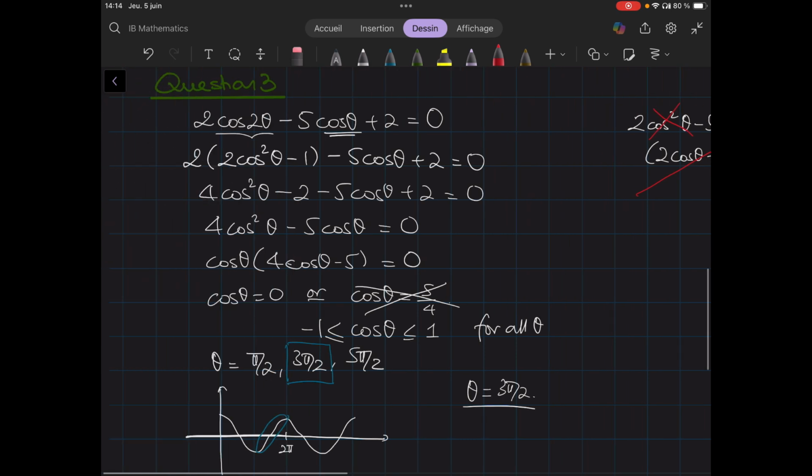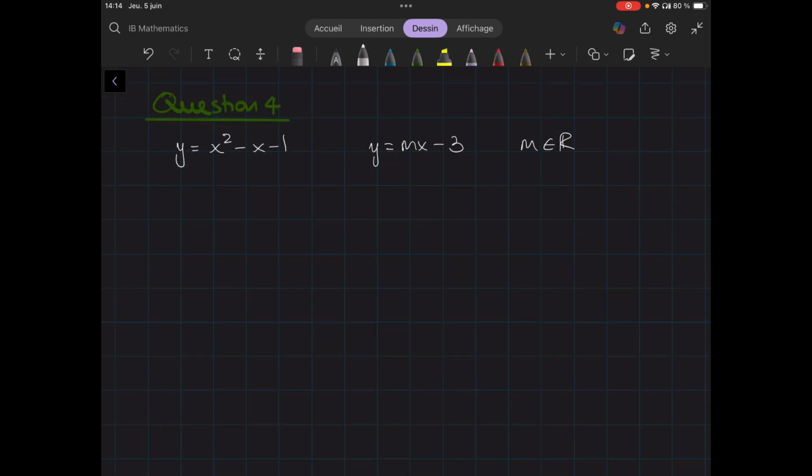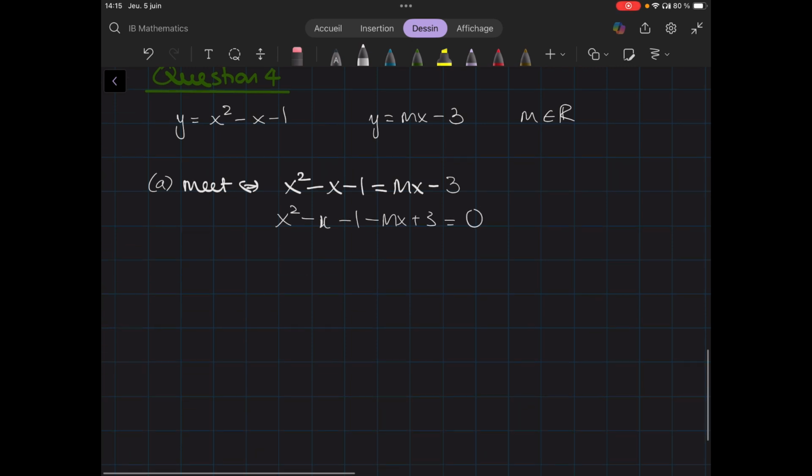Question 4, part A. Show that the curve and the line meet when... Okay, so they meet if and only if the two expressions are equal. So in other words, -x - 1 - mx + 3 is equal to 0. It is a show-that question, so please show all your work. And that's it, people. 2 marks.